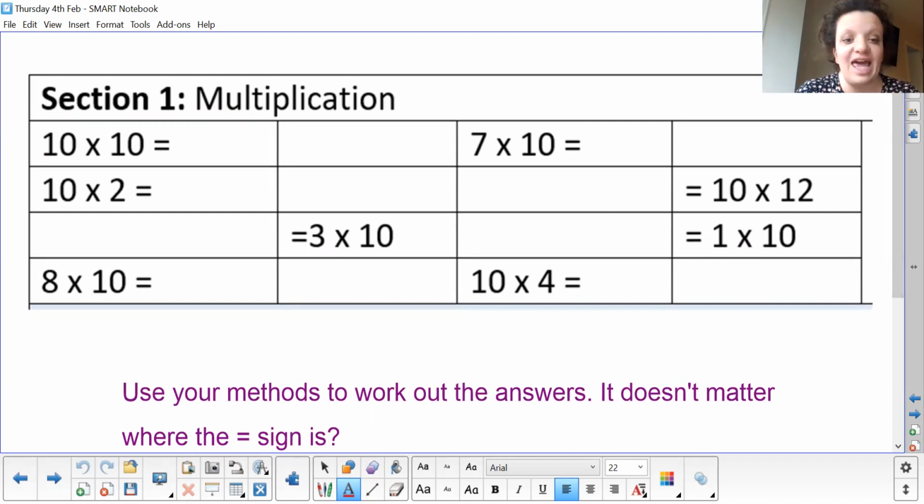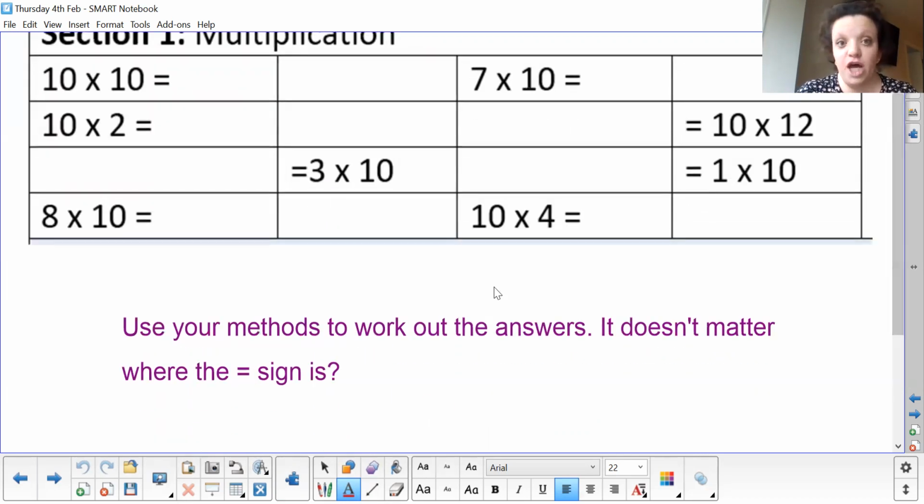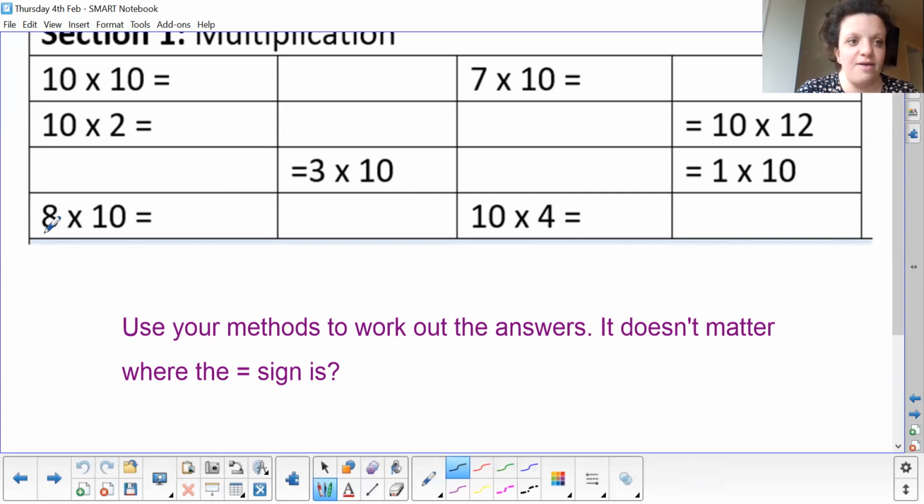So let's focus on 8 times 10, which is here. It doesn't matter where our equal sign goes, because here we've got 3 times 10 equals, which just means we put the answer at the beginning, and it will mean that whatever the answer is equals 3 times 10. We're just saying it in a different order. But let's focus first of all on 8 times 10.